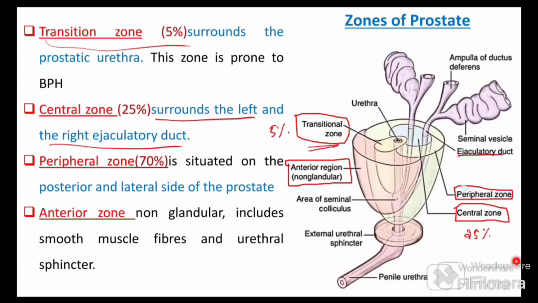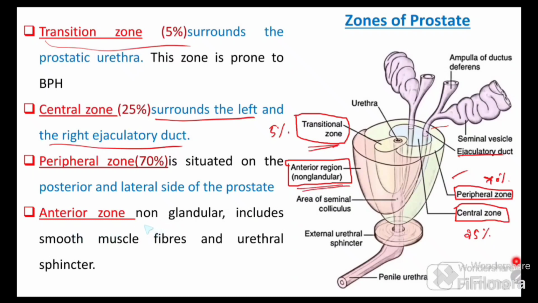Next one is the peripheral zone. Just look at the peripheral zone. It constitutes about 70% of the glandular tissue. You can see it is present in the posterior aspect as well as the lateral aspect of the prostate gland. Posterior as well as two lateral parts occupy the peripheral zone. It includes the whole of the central zone and part of the transitional zone. And there is the anterior zone.